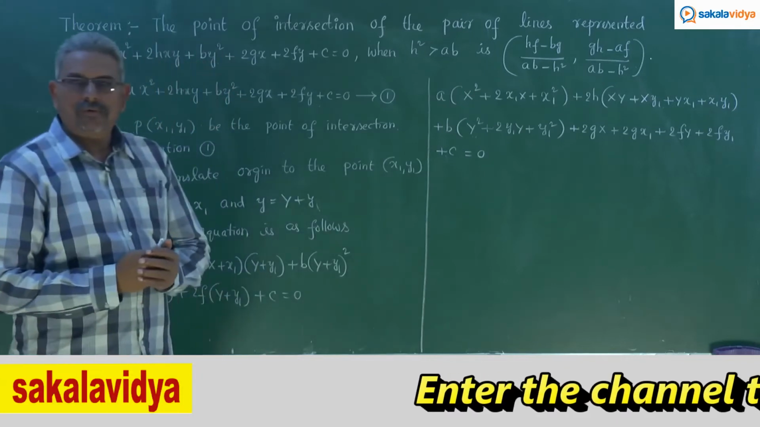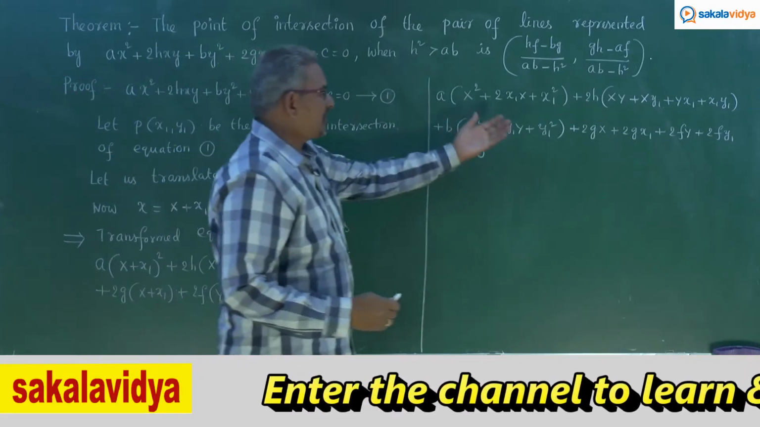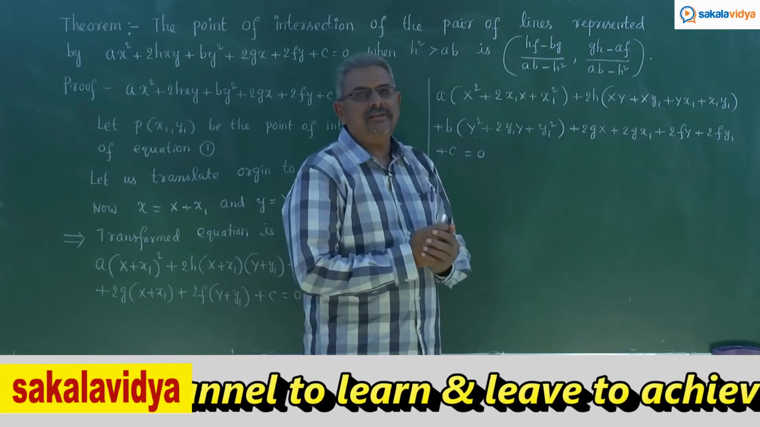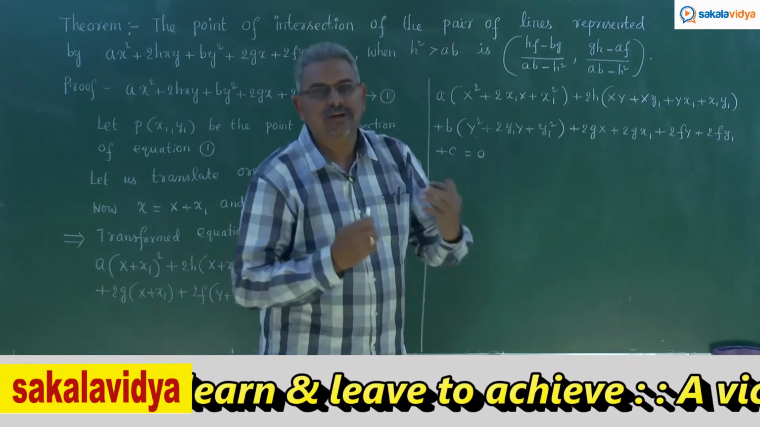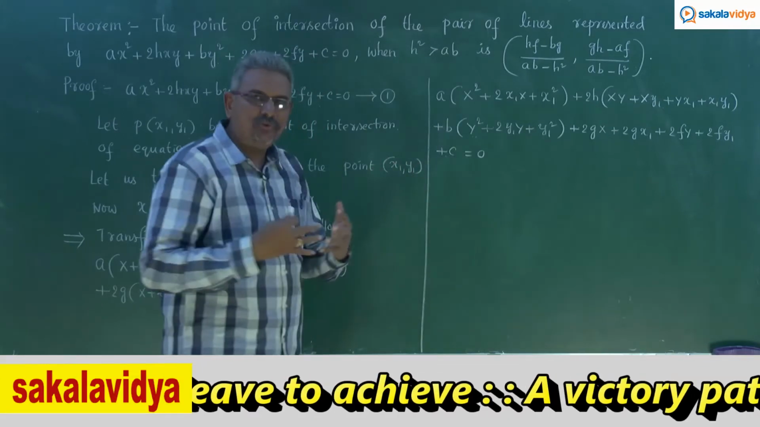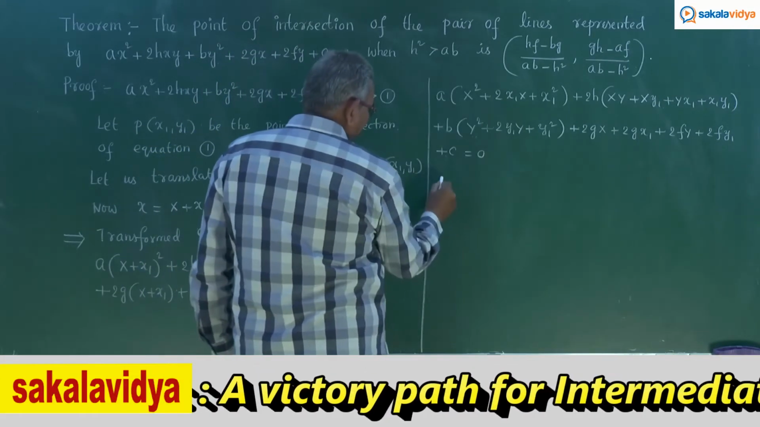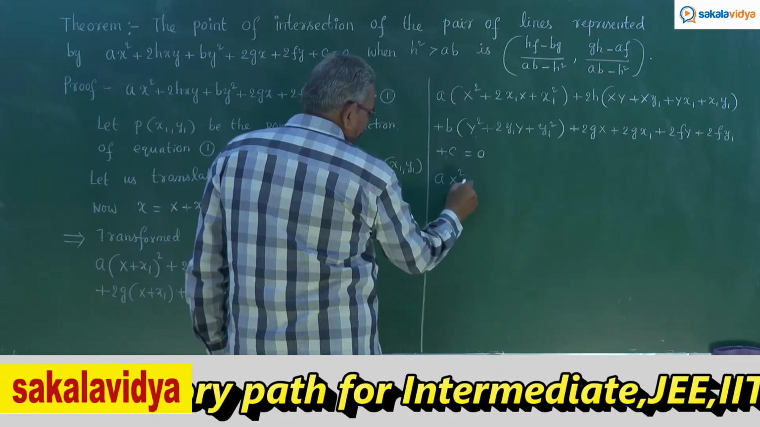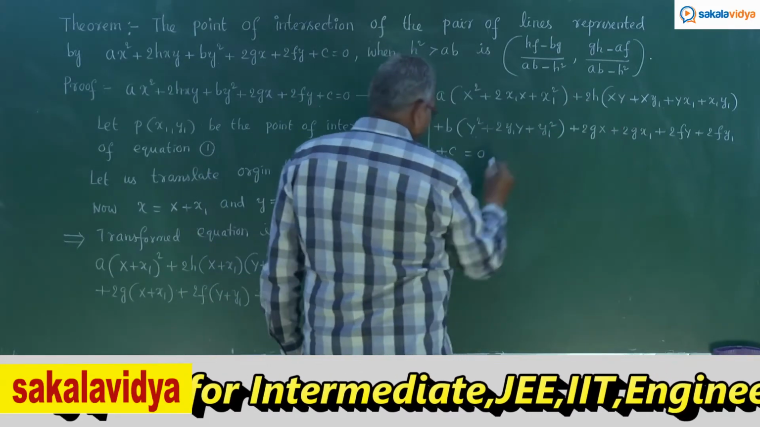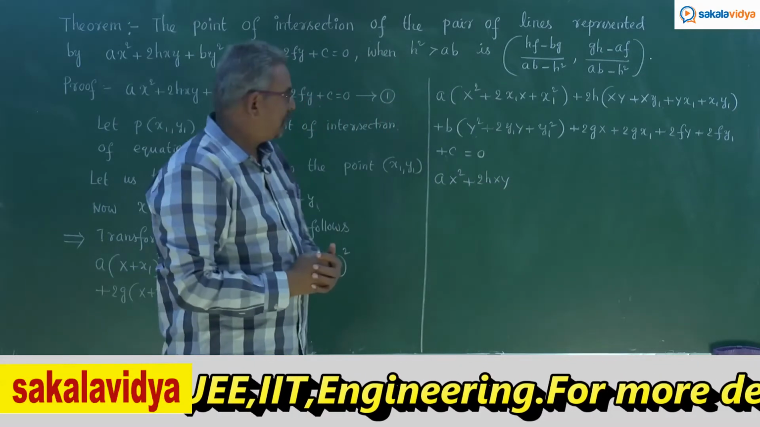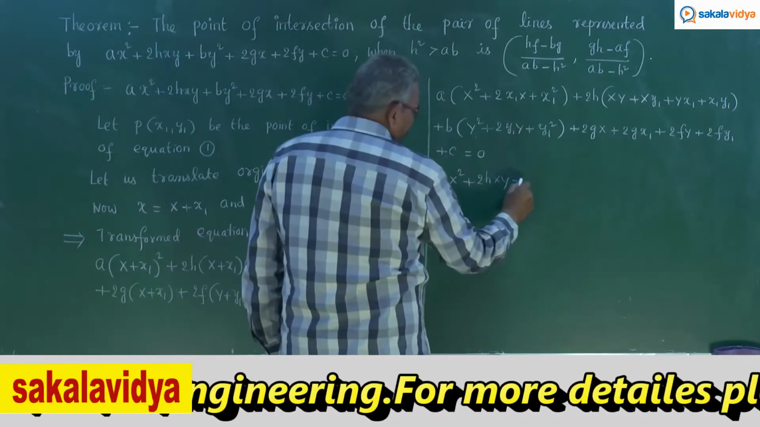So now let us write first in terms of capital X and capital Y. Later we shall write it in terms of small x1 and small y1. So let us regroup the terms. Now we get like this: a capital X square plus 2h capital XY, plus b capital Y square.